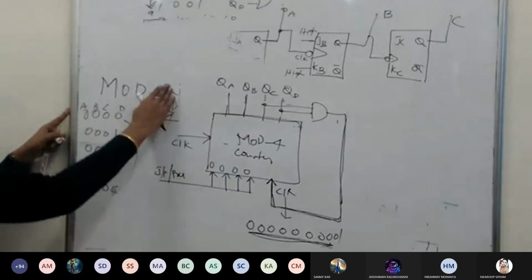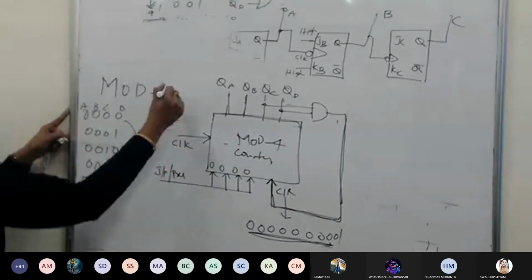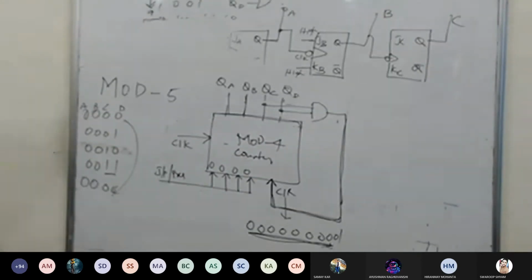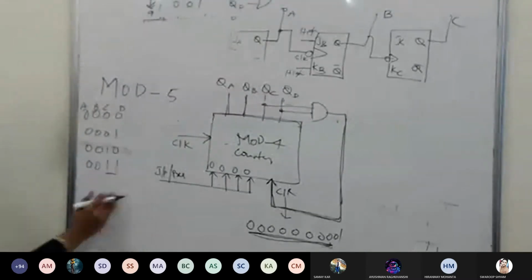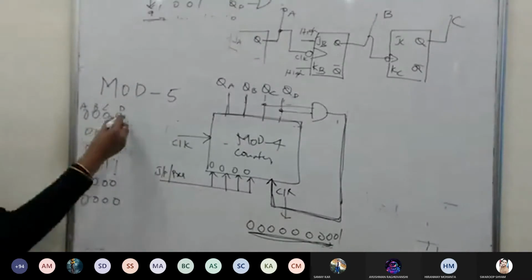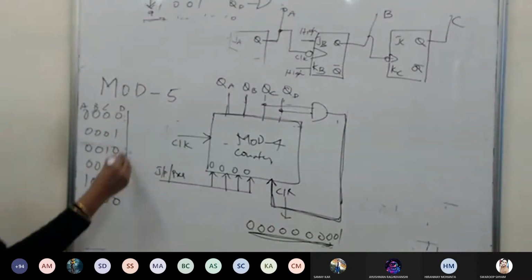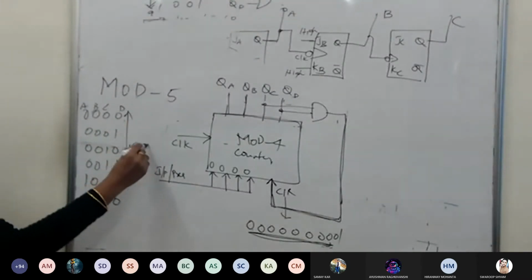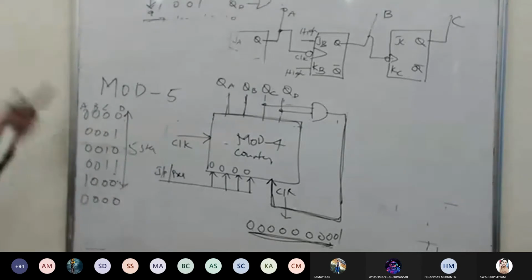Okay, now I want modulo 5. That means I want 0, 1, 2, 3, 4. Then afterwards 1, 2, 3, 4, 5. 5 states have to be there. These are 5 states. Then afterwards it has to run. What should I do? Think. What should I do?